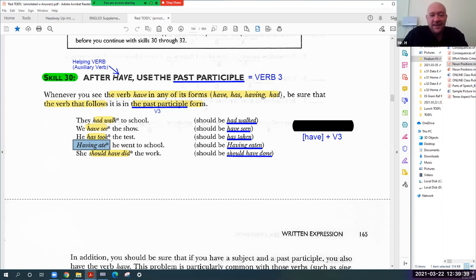This is skill 13. Find it in your book. What is it called? Skill 13. Oh, use reduced adjective clause, correct? Aha. If this is a reduced adjective clause. And sometimes we put the reduced adjective clause at the beginning. Look at the second page of skill 13. In the middle, you can see some examples.